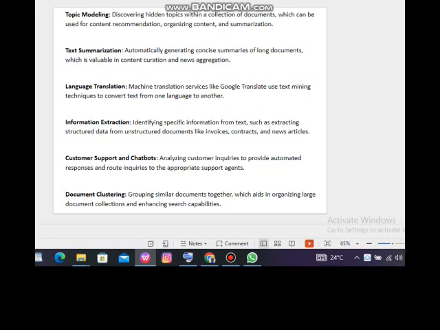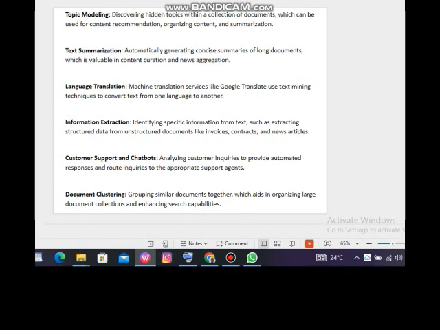Topic modeling, discovering hidden topics within a collection of documents, which can be used for content recommendation, organizing content, and summarization. Text summarization, automatically generating concise summaries of long documents is valuable in content curation and news aggregation. Language translation, machine translation services like Google Translate use text mining techniques to convert texts from one language to another.